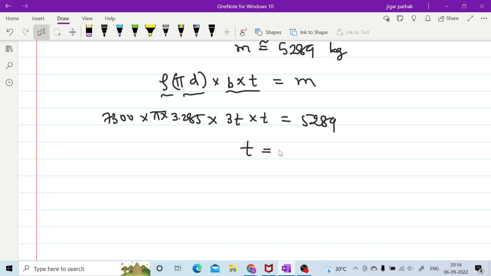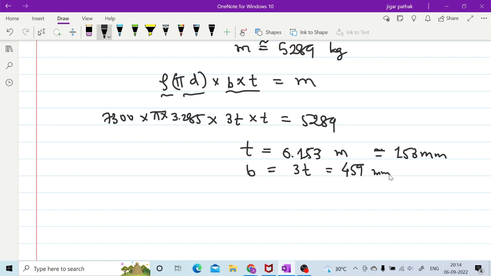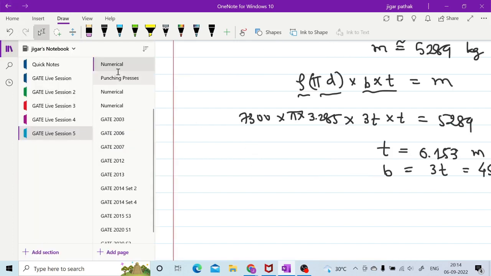23.4 mm. No. So 0.154. 0.153, yes. So it is around 0.153 meter. So this is equal to 153 mm. Once you have t, you can calculate b, right? Because it is 3t. So that is nothing but 459 mm. Okay. So this is how you can calculate the dimensions of the flywheel, right?